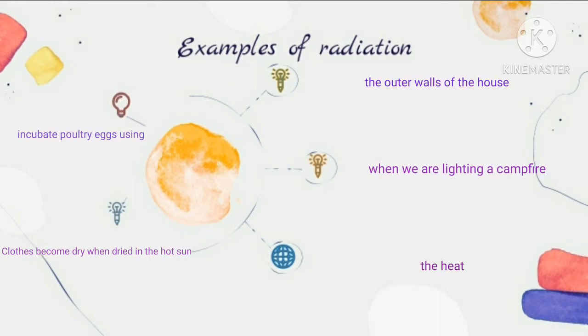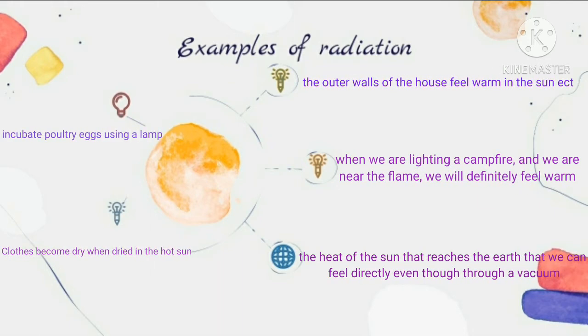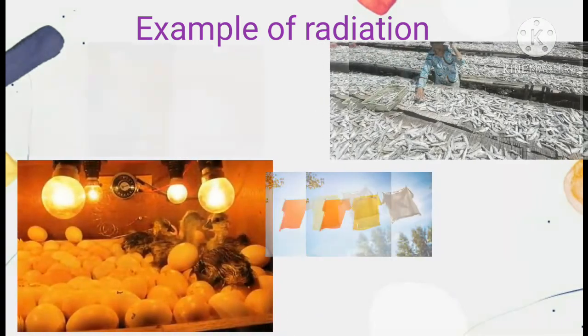Examples of radiation. First, the outer walls of the house become warm in the sun. Second, incubating poultry eggs using a lamp. Third, when we light a campfire and we are near the flame, we will definitely feel warm. Fourth, clothes become dry when dried in the hot sun. Fifth, the heat of the sun reaches the earth, and we can feel it directly even through a vacuum. And there are others. You can see the pictures of radiation examples.